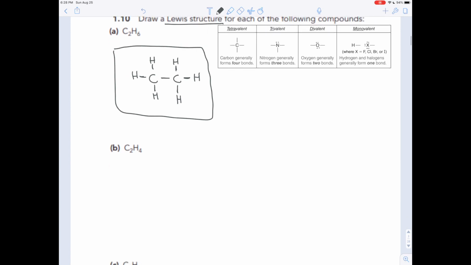Let's try a similar thing with the next one, B, C2H4. We have 2 carbons. First, draw the 2 carbons with the number of bonds they can make. Carbon can form 4 bonds, so we'll have 2 carbons, each with 4 bonds. Then we have 4 hydrogens, so we can draw 4 hydrogens.